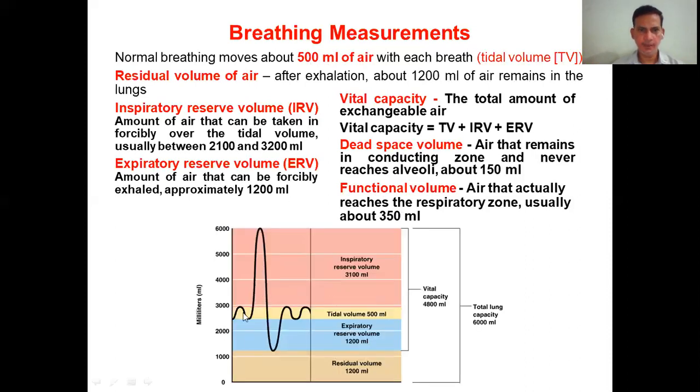This is the pictorial depiction of these things. Here 500 is the tidal volume, 1200 is the expiratory reserve volume, and the inspiratory reserve volume is about 3100 ml. If you add them, the vital capacity is 4800 ml, and the residual volume is 1200. If we add this also, we get the total lung capacity, which is 6000 ml, or in simple terms, 6 liters of air is the total lung capacity.